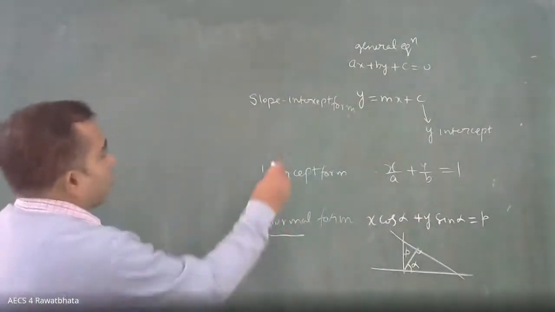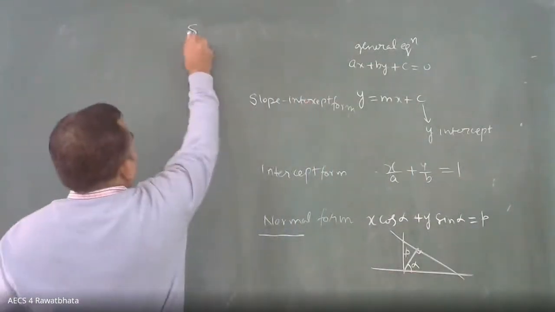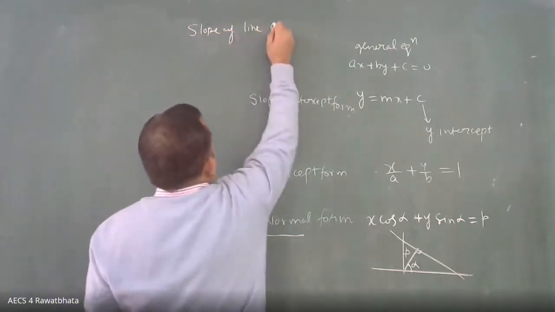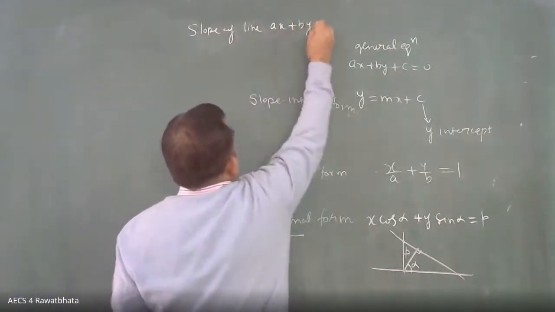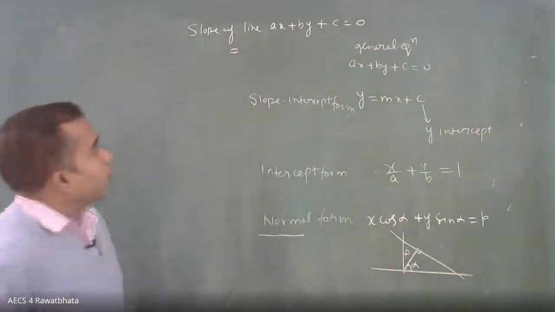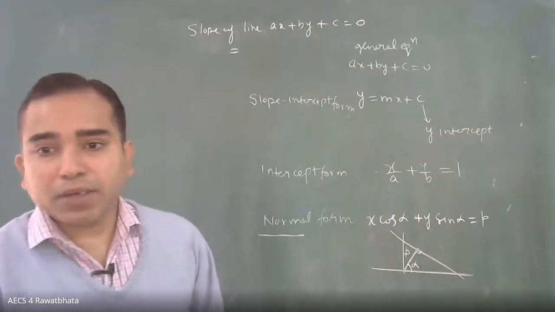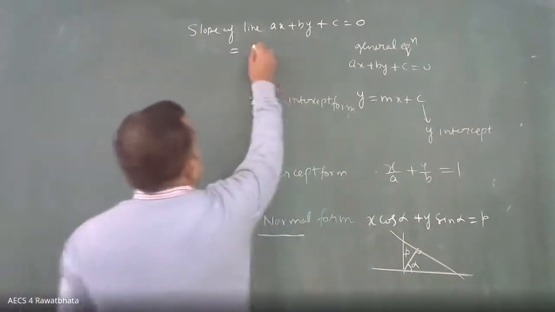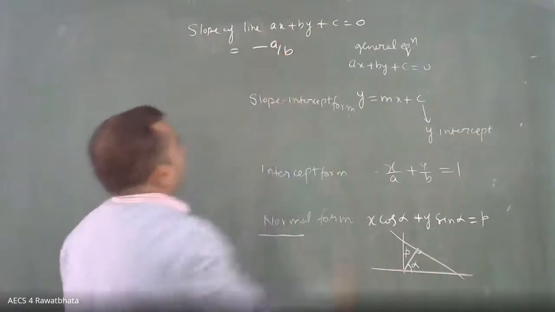For finding slope, some more things. The slope of the line ax plus by plus c equal to 0, how much was that? Slope of this line, anyone? Jyoti Meena, what was it? Minus a by b. Yes, you are right. Minus a upon b is the slope of this line.